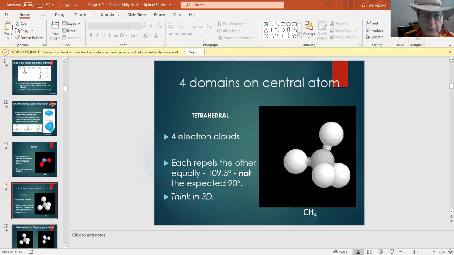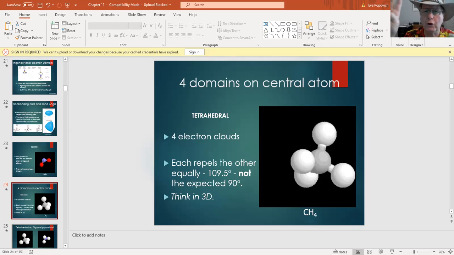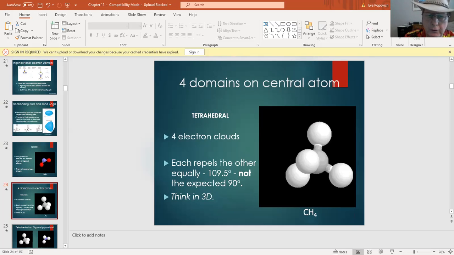Now, we get to 4 domains. I look at my chart. I realize that 4 electron clouds mean tetrahedron. Tetrahedron pushes things away so that the molecule looks like this. The bond angle is 109.5.